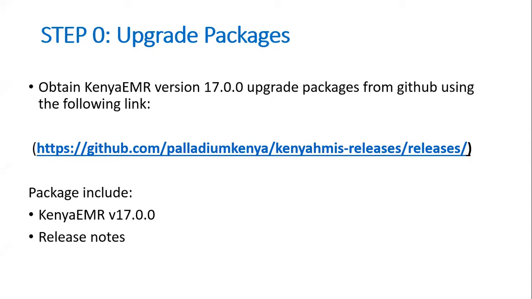We'll start from the very beginning, where you'll need to get the packages from the internet. You'll need the internet for you to download these packages. The packages you need from GitHub is the KenyaEMR version 17.00 package. And of course, it is important to also download the release notes.